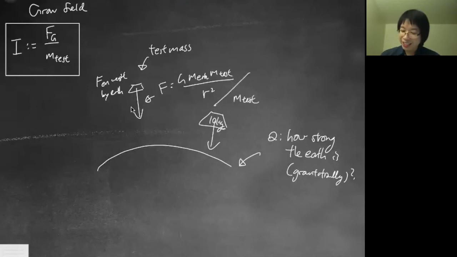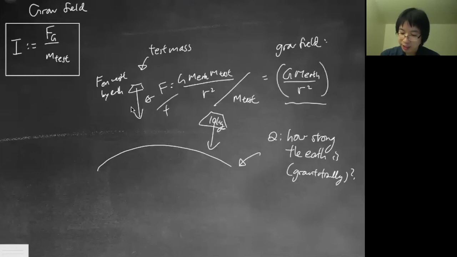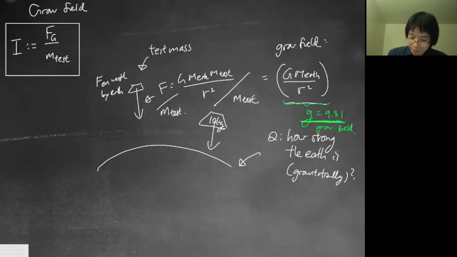Incidentally, if you push this through, you divide this, and you'll find that the gravitational field of the Earth is G m Earth divided by r squared, which is precisely what we called, when you take that and divide by the test mass, sorry, precisely what we called earlier g. So this g, acceleration due to gravity, is also sometimes called the gravitational field.